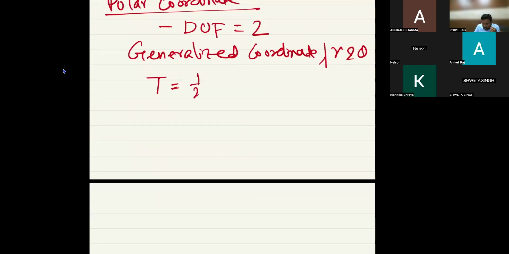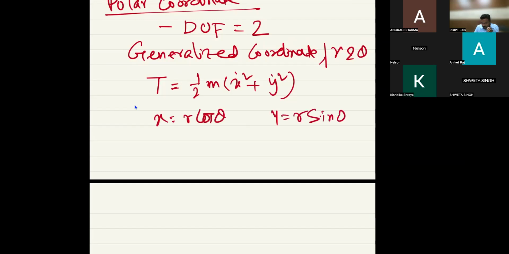So we know T is equal to half m (x dot square plus y dot square), right? If you are in Cartesian coordinates, then this is true. Half m (x dot square plus y dot square), that is the kinetic energy. Now you know the conversion equations, x equals r cos theta and y equals r sin theta. So what will be x dot?